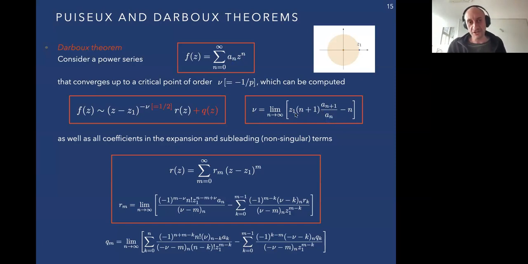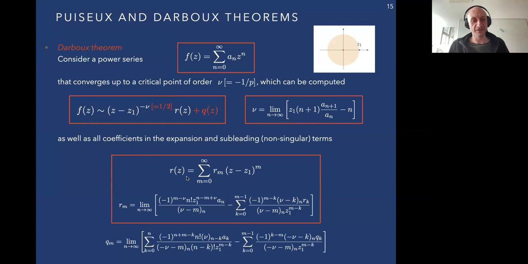So, with some ratio, Z1 is very important: where the collision happens, where the critical point is. Then you take the limit n to infinity, and you can show very easily that this will give you nu, the order, okay? Now, you can find this from the Darboux theorem, but what is very nice is you can also find all the coefficients in the expansion of Rz, and then eventually also Q, okay?